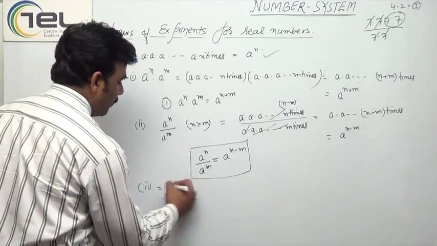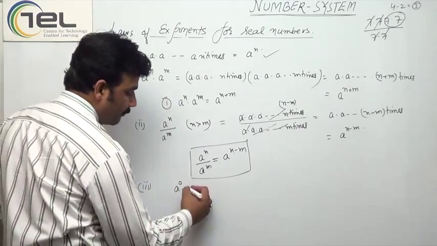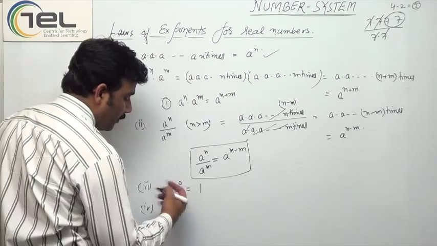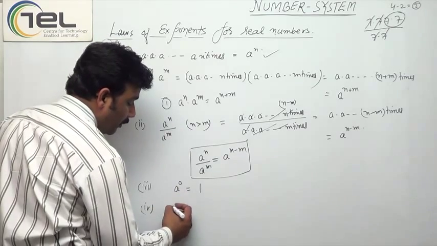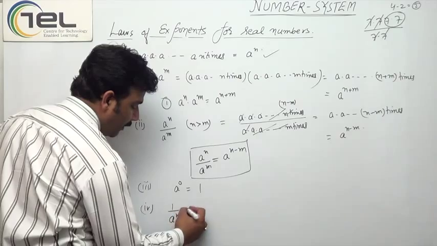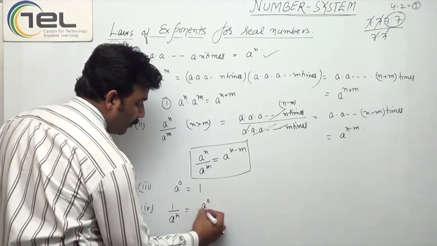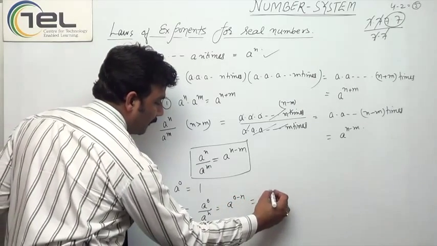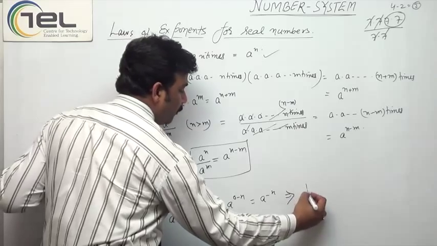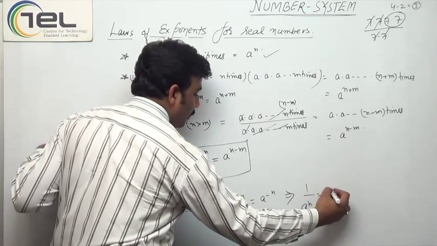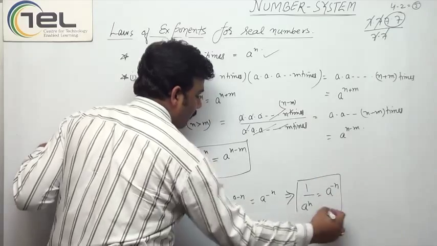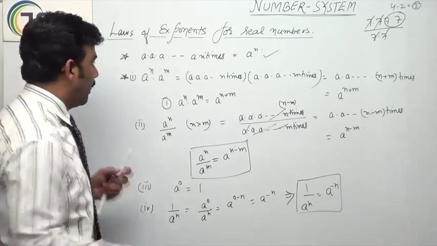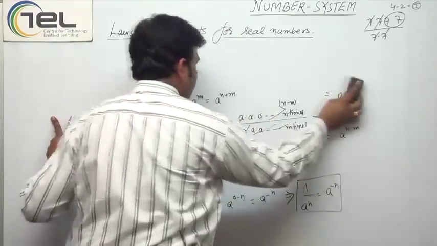Another rule: A raised to the power 0 means 1. Now 1 upon a raised to the power n equals a raised to the power 0 upon a raised to the power n, which is equal to a raised to the power 0 minus n. So we have a rule: 1 upon a raised to the power n is equal to a raised to the power minus n.